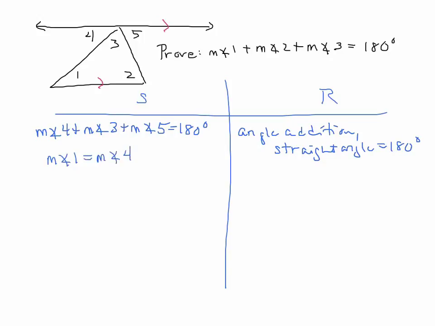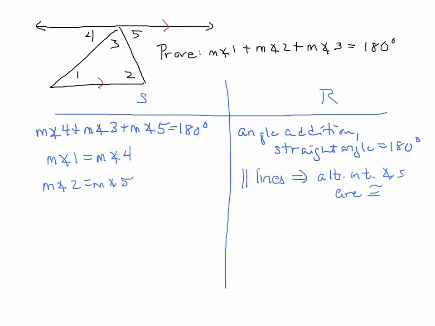And similarly, angle 2 is congruent to angle 5, so their measures are the same, because they are interior angles inside these parallel lines, and they are also on alternate sides of that transversal. So the measure of angle 2 equals the measure of angle 5. And the reason for both of those is that parallel lines imply that alternate interior angles are congruent.